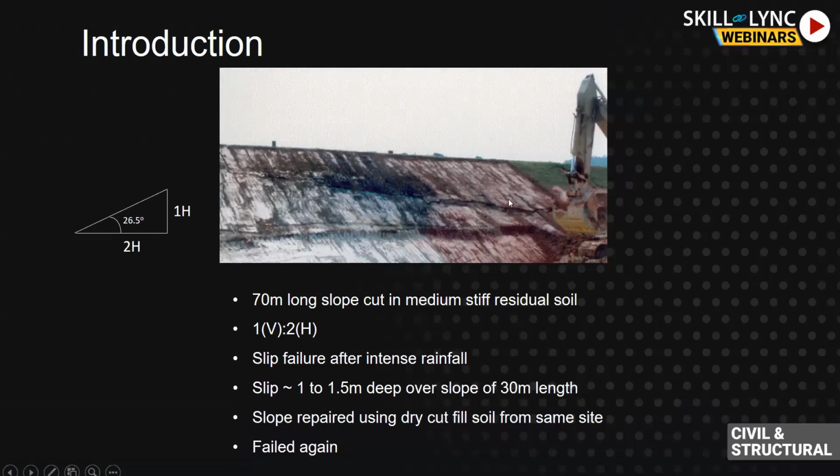The depth was about 1 to 1.5 meters. When this failure occurred, at 1 to 1.5 meters depth, it was going backwards towards the crest of the slope. So they were not able to control that failure. When they tried to repair it using dry cut fill from the same site, just dumping it back and compacting it, it failed again.